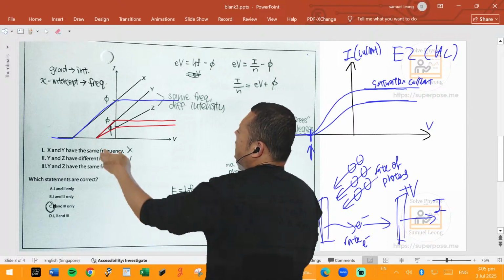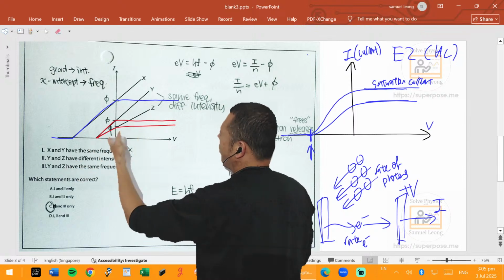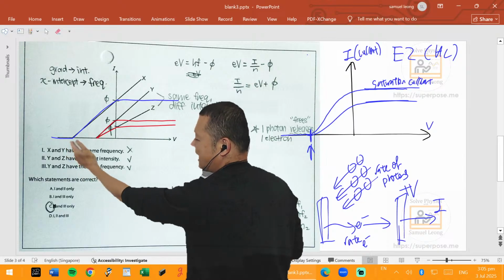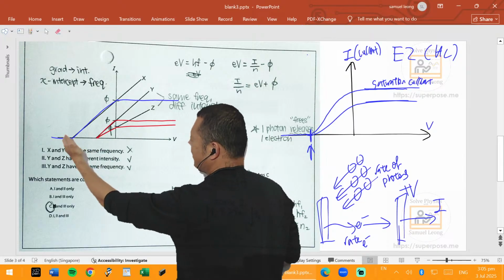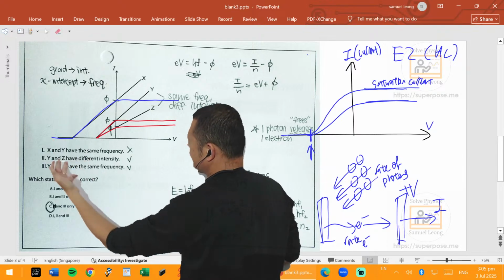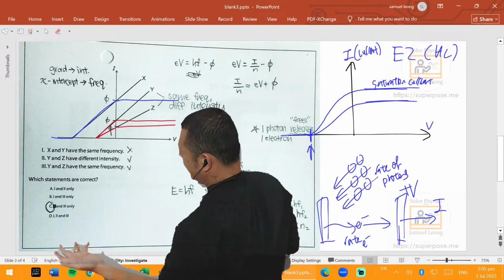So basically, notwithstanding that the graph is wrong, now we can start to talk about it. So the blue graph has a higher stopping voltage because it's more negative. It's harder to stop the electrons emitted by this light. Therefore, we can say that X has a higher frequency. X has the highest frequency.